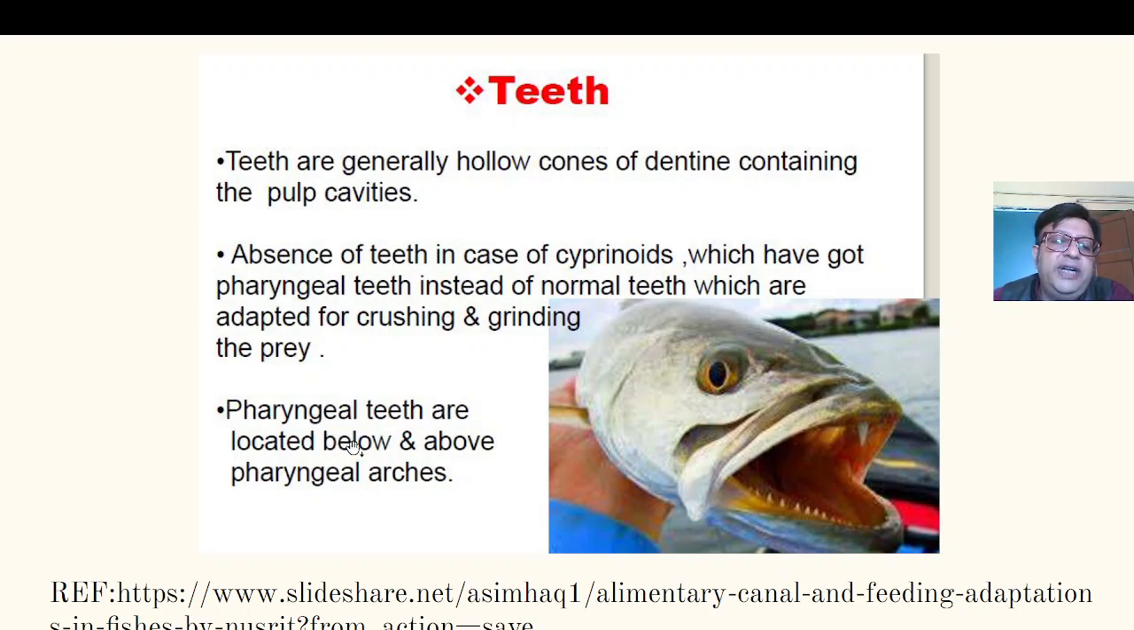Pharyngeal teeth are located below and above the pharyngeal arches. They are at the pharynx, near the gill slits, just above and below. These teeth are for crushing. The pharyngeal teeth are present there.